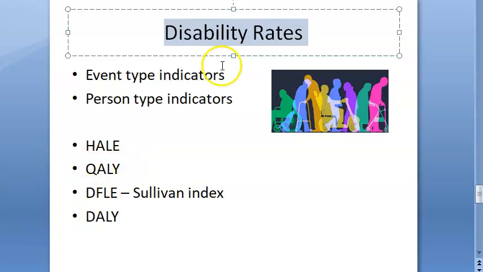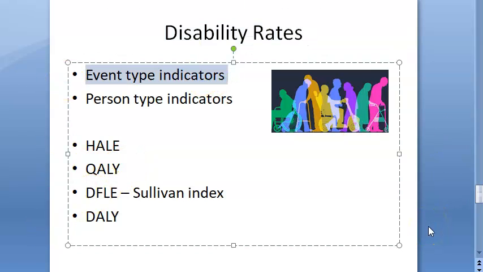So you have event type indicators like number of days of restricted activity, how many days this person was bed disability days, work loss days, events, so how many leaves he took, absence from work. Person type indicators, you can have limitation of mobility, limitation of activity, all those will be person type indicators. Limitation of mobility means he's confined to bed, right? What limitation of activity means? Limitation to performing the basic activity like eating, washing, dressing. So all those will be person type indicators.